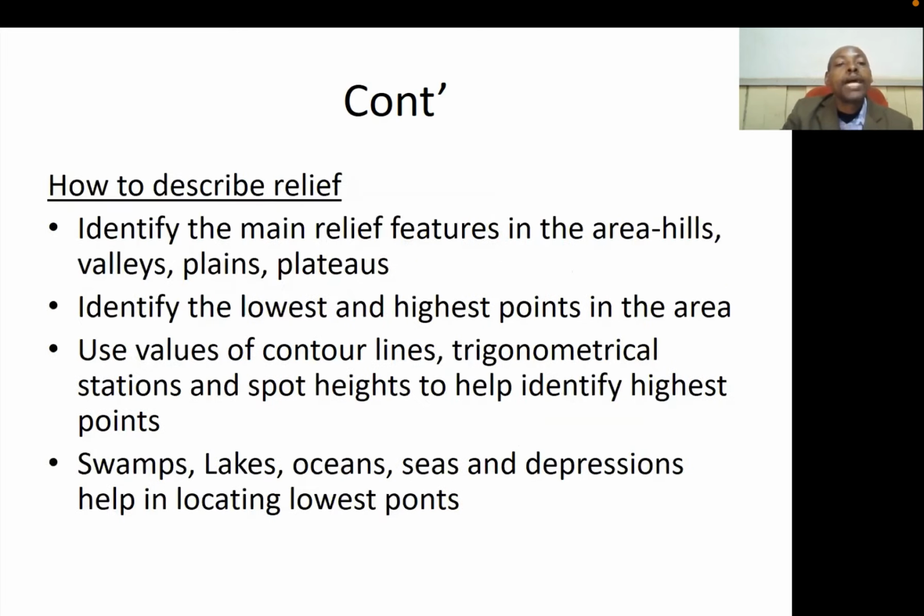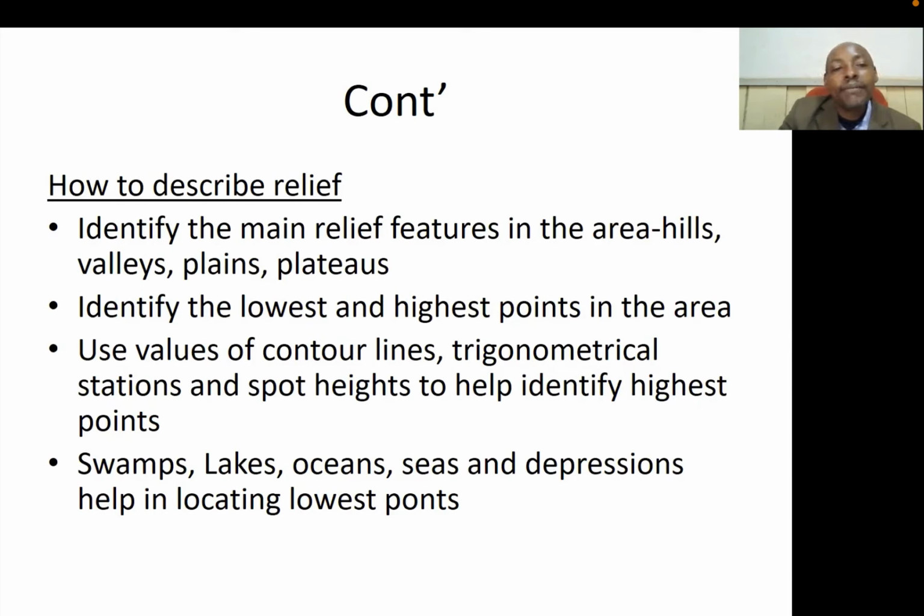How to describe relief? Because this many times gives candidates a challenge. These are the steps to follow. First, identify the main relief features in the area, such as hills, valleys, plains, and plateaus. And don't generalize, indicate where they are found. For instance, you could say the southwestern part has many hills, such as Obiero Hill.